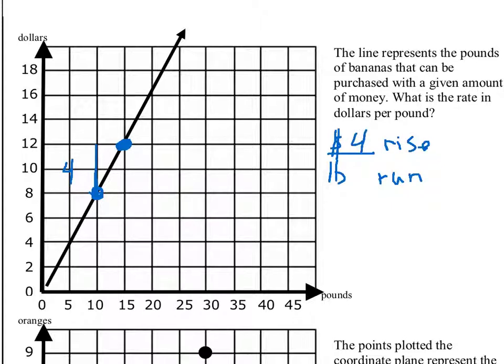Our run is 1 box, but look at our x-axis. What is the interval on our x-axis? 5. Counting by 5s on the x-axis. So our run is how many pounds? 5. So here we have the rate.